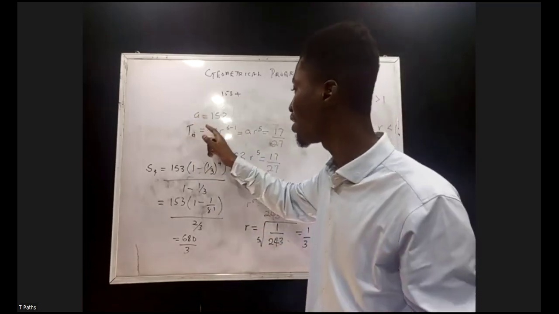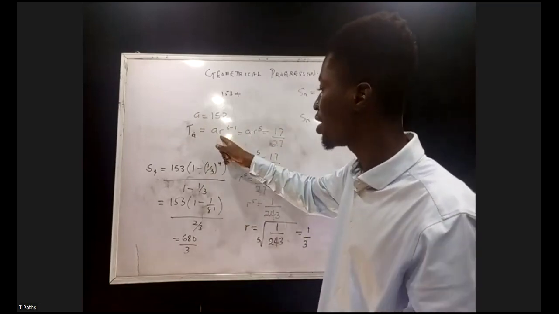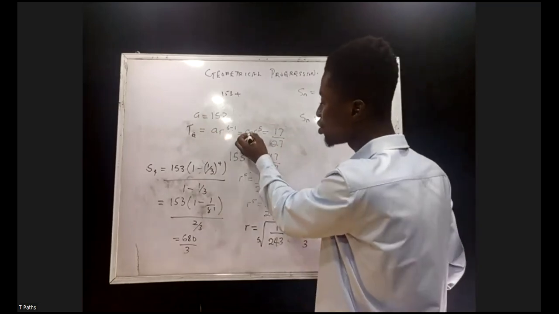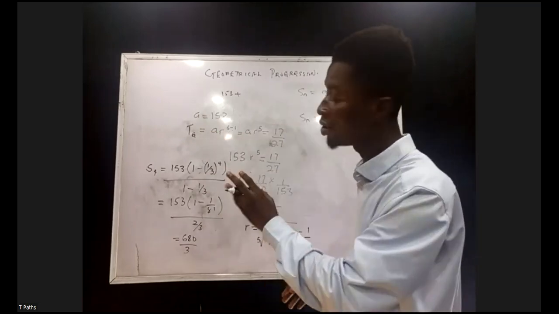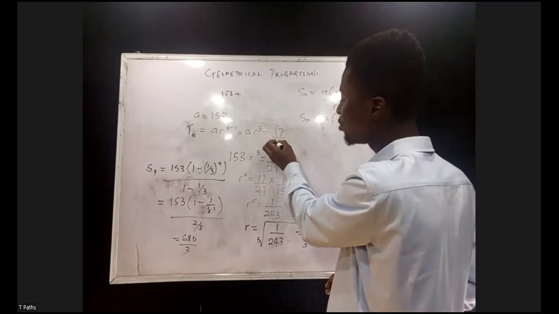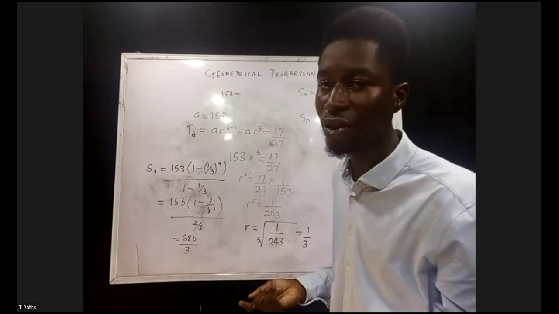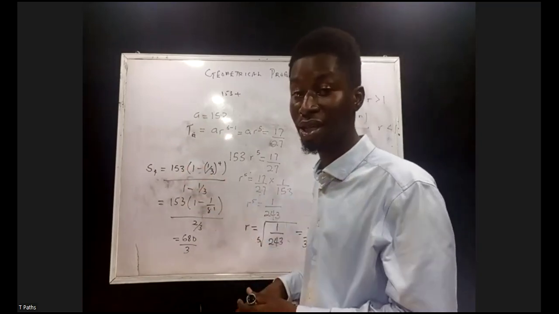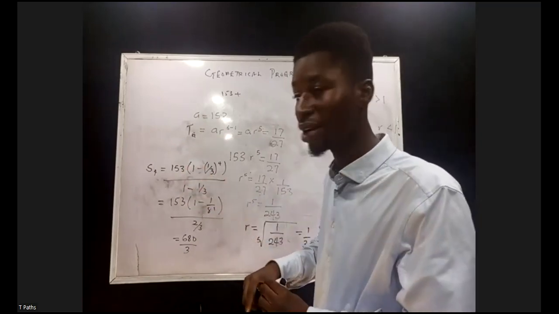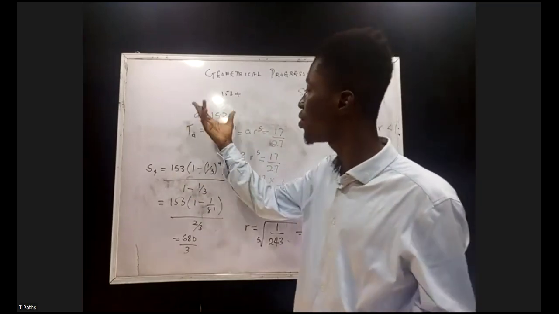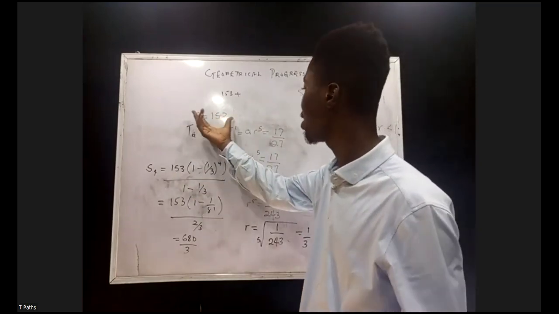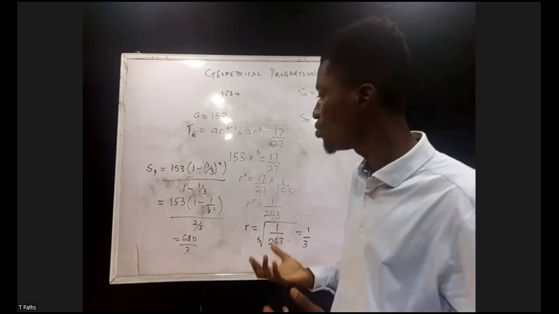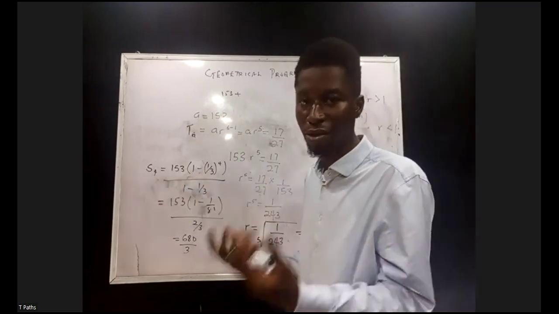So your sixth term of the series, using the formula A times R raised to power N minus 1, originally is just A R raised to power 5, which equals 17/27. Now the question asks you, calculate the sum of the first 4 terms. So if you represent what you are given in the question with these values, A equals 153, A R raised to power 5 equals this. So originally, you know that you can't calculate the sum of the first 4 terms.